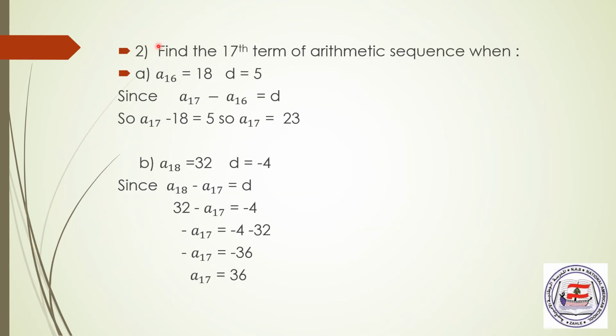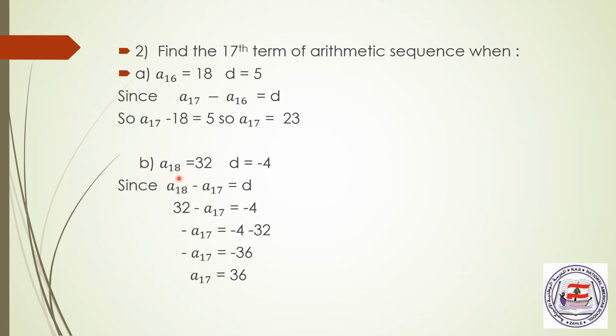Second question, to find the 17th term of an arithmetic sequence, when in the first case the 16th term is given, it's equal to 18, and the common difference is equal to 5. Since the given contains two consecutive terms, we can use the difference to find the 17th term. a_17 minus a_16 is equal to d, so replacing a_16 and d by their values, we get a_17 equals 18 plus 5, which gives the value of 23.